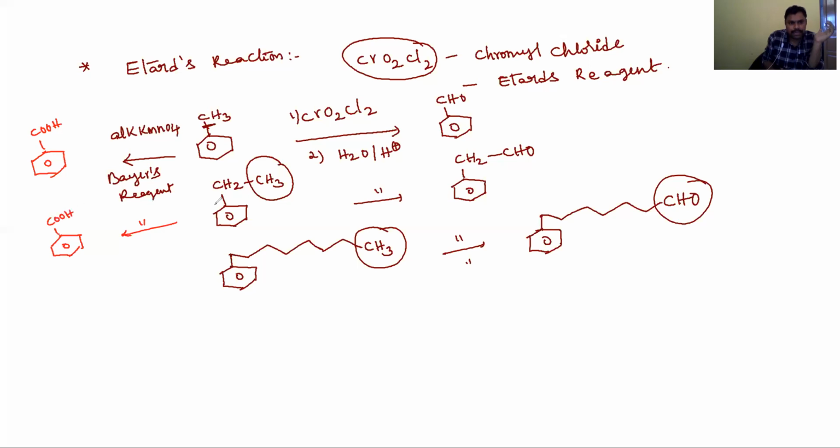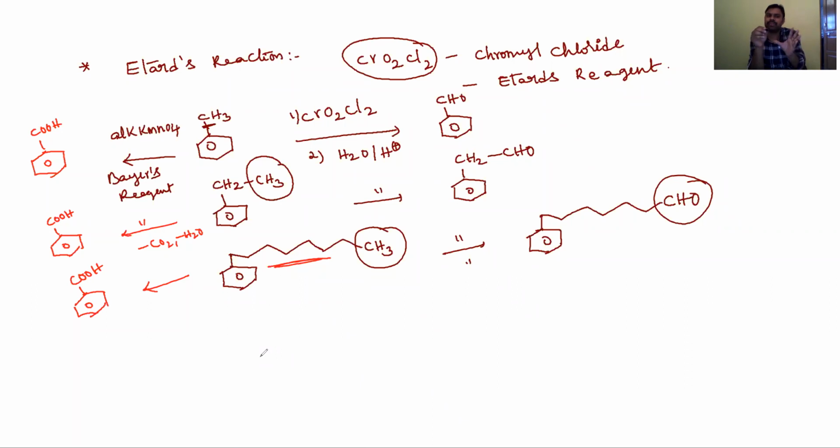The remaining carbons are converted into CO2 and loss of water. The total alkyl group is oxidized into acid, and you get only benzoic acid. So for aromatic compounds with alkyl groups attached to the benzene ring, the end CH3 group can be oxidized into a CHO group with the help of Etard's reagent or chromyl chloride.